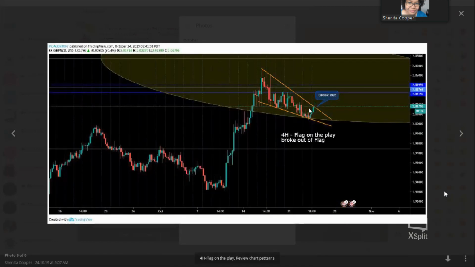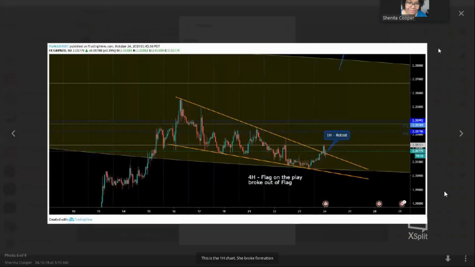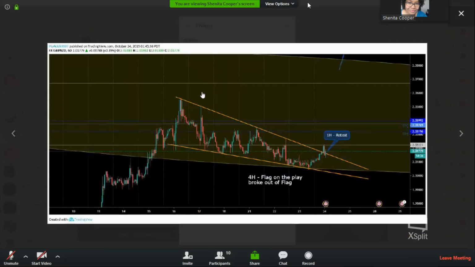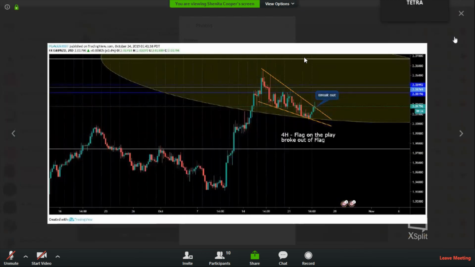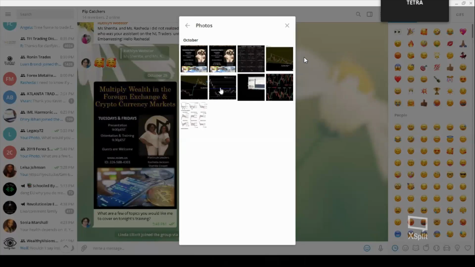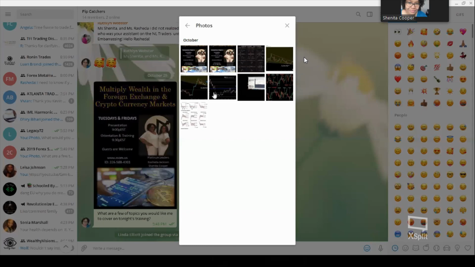Y'all look. That's the day I was like, flag of the day. Didn't I just show y'all when that broke out? How that broke out? I did it on the 4-hour chart. That's a 4-hour chart. There it is on the daily. When I saw that, and then what happened?